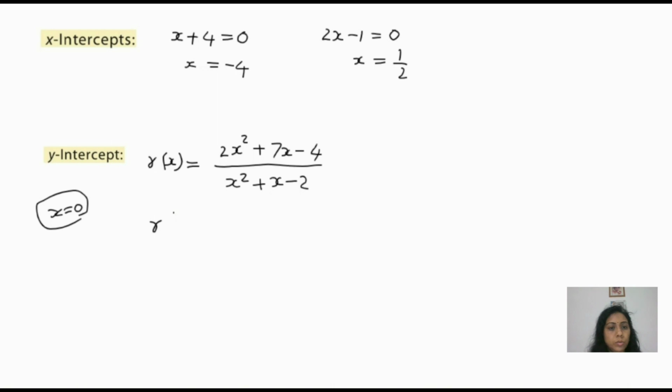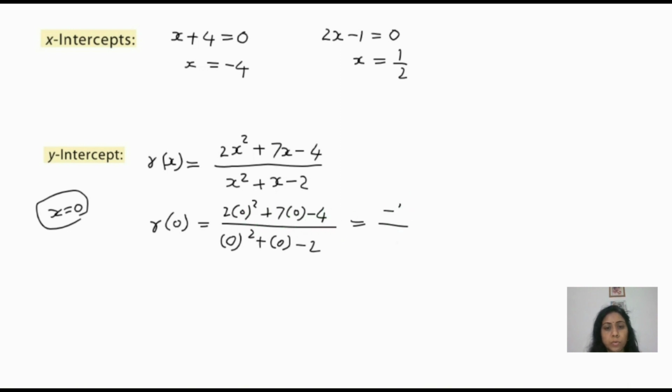So r(0) = 2(0)² + 7(0) − 4 over (0)² + 0 − 2. Here the numerator is just −4, and the denominator is −2. −4 divided by −2 we get 2. So the y-intercept is at 2. Okay, so the x-intercepts are at −4 and 1/2, and the y-intercept is at 2.